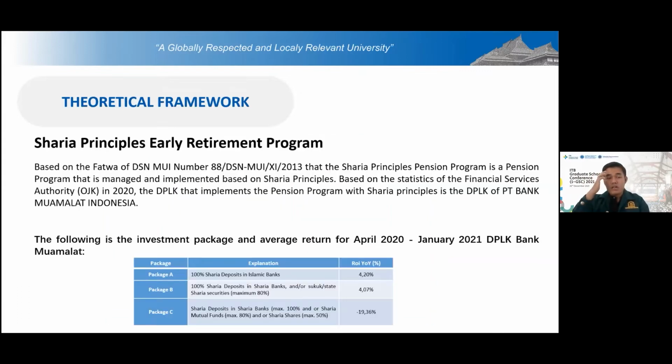Also in our theoretical framework is the Syariah Principle Early Retirement Program based on the Fatwa MUI. A Syariah Principle Program is a pension program that is managed and implemented based on the Syariah principle according to OJK regulation 2 of 2020. The DPLK that implements the pension program with Syariah principle is the DPLK of PT Bank Muamalat Indonesia. Why do we choose Muamalat DPLK? Because DPLK Muamalat is the first DPLK to apply Syariah principle in the management of pension funds. In DPLK Muamalat, there are 3 types of investment package, namely package A, package B, and package C. Here is the return of investment in DPLK Muamalat from April 2020 until January 2021.